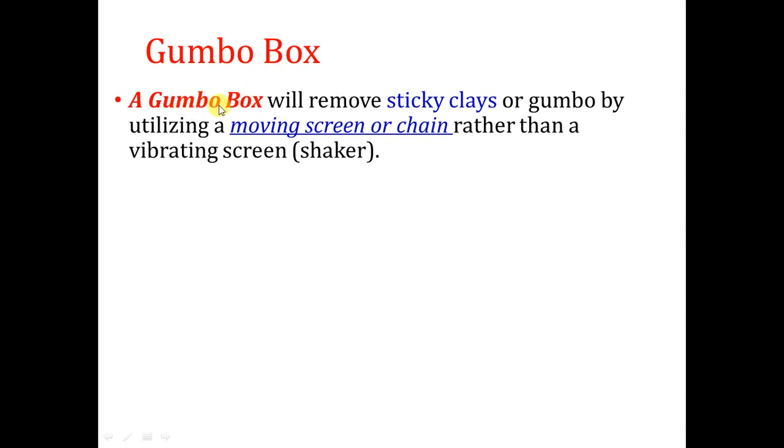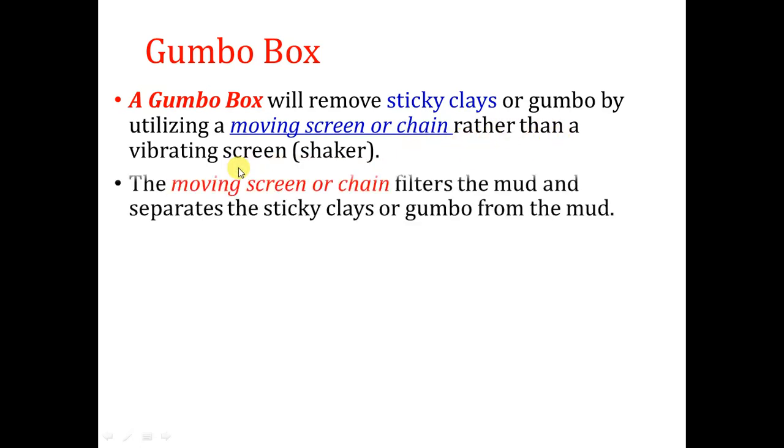The first type of shaker cannot really be considered a shaker, but its mechanism is like the shakers in the old version because it has a scalping shape. It's called the jumbo box. The jumbo box removes the sticky clays or jumbo shale by utilizing a moving screen or moving chain rather than a vibrating screen.